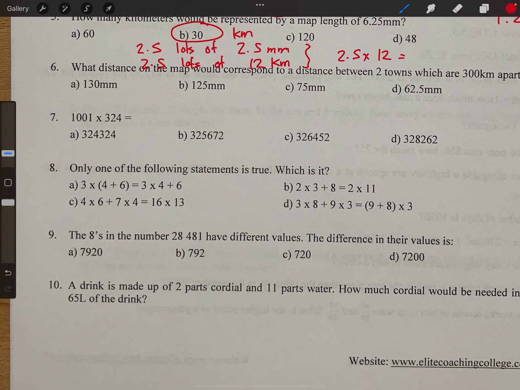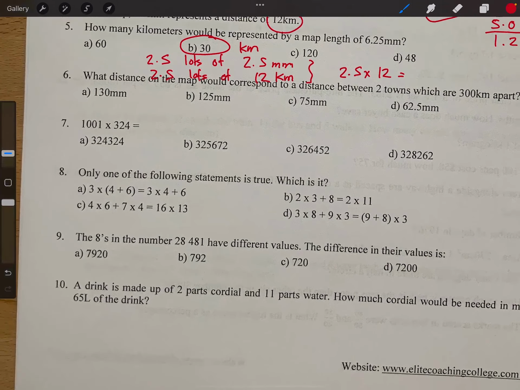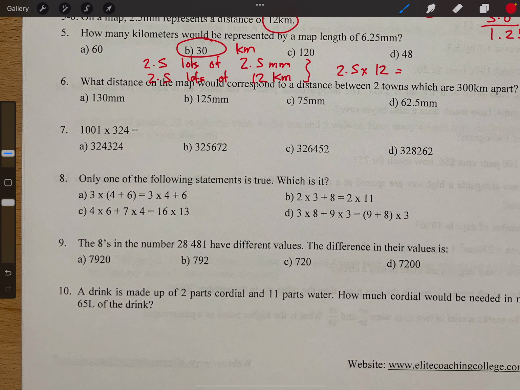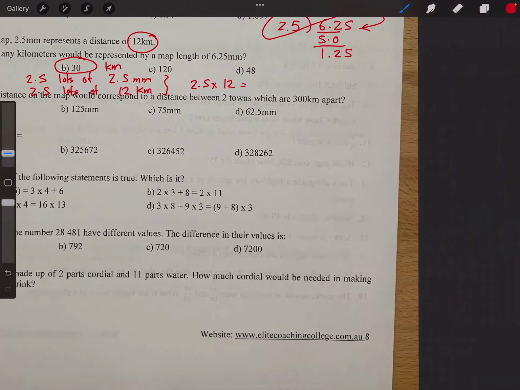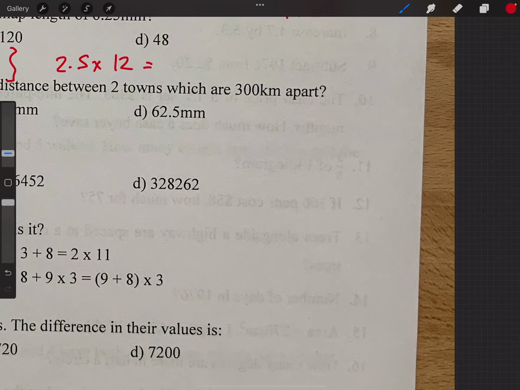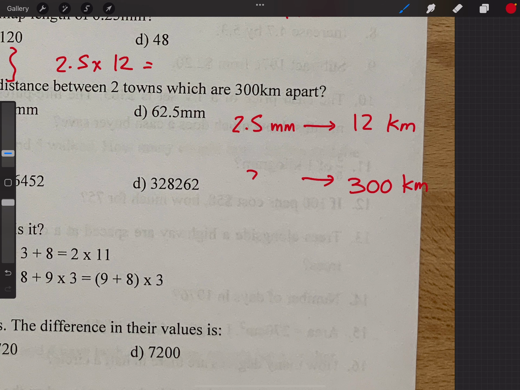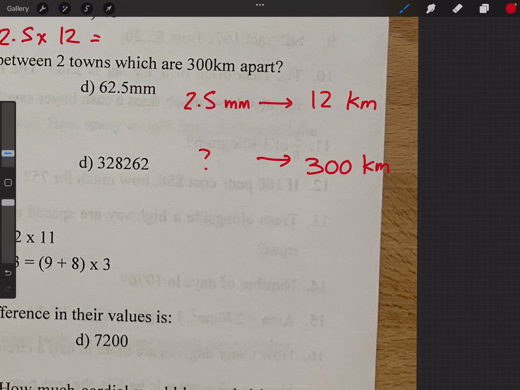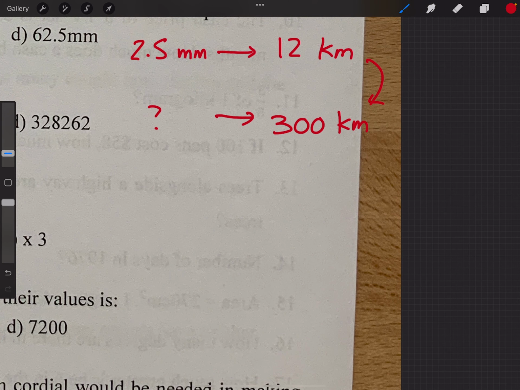Question 6. What distance on the map would correspond to a distance of 2 towns which are 300 kilometers apart? Okay, we know that 2.5 millimeters is equal to 12 kilometers. Now the question is, if I have 300 kilometers, what number should this be? Well, let's do a division, shall we? We should say 300 divided by 12.